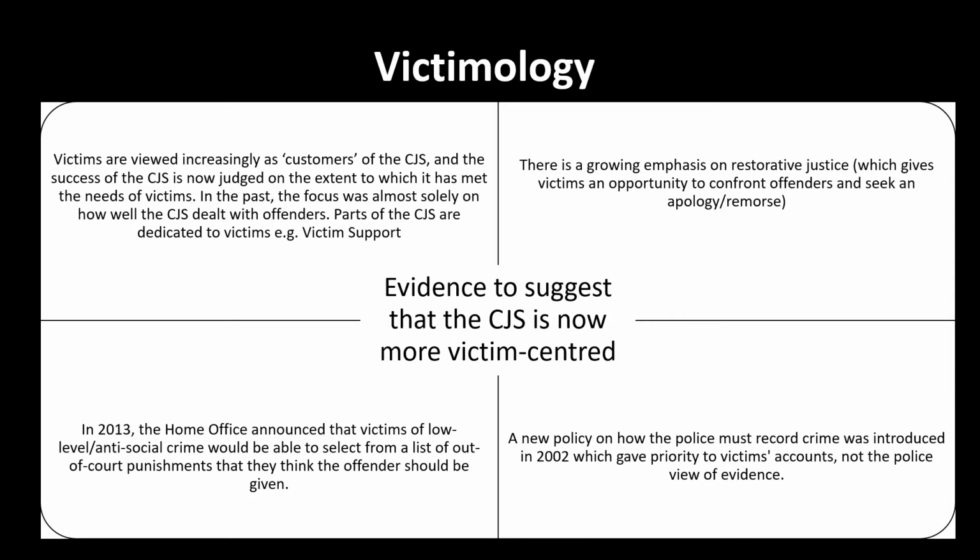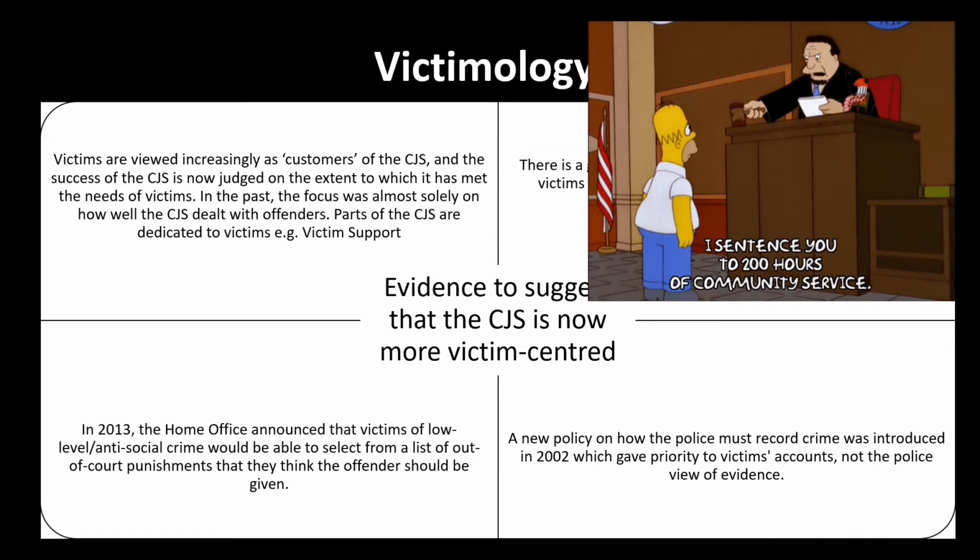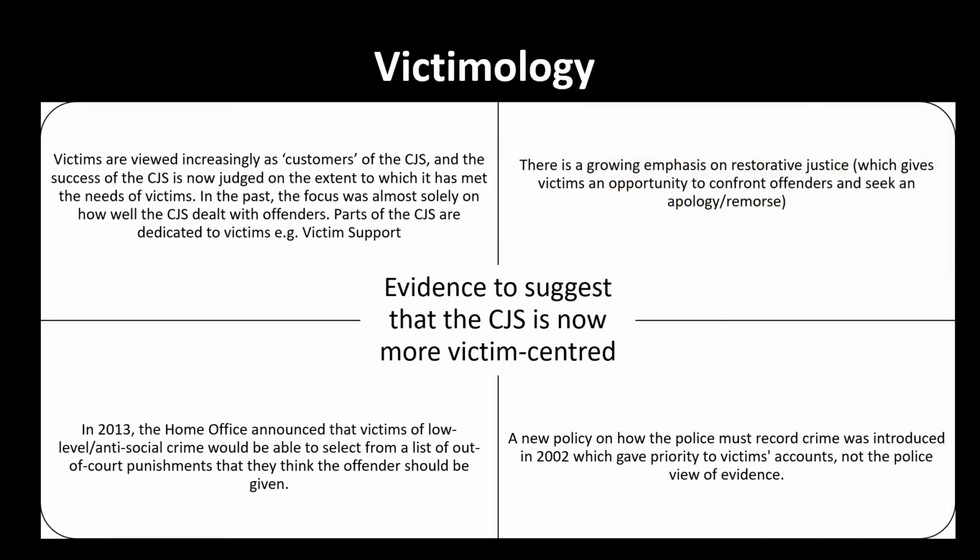Second, on the top right, there's a growing emphasis on restorative justice, giving victims the opportunity to confront offenders and seek apologies or remorse. In terms of restorative justice, thinking back to labelling theory and Braithwaite, we see reintegrative shaming. A lot of criminal justice systems punish someone and then allow them to return to society.